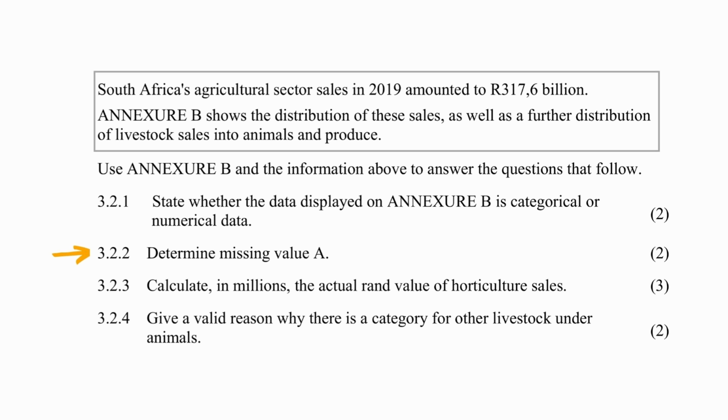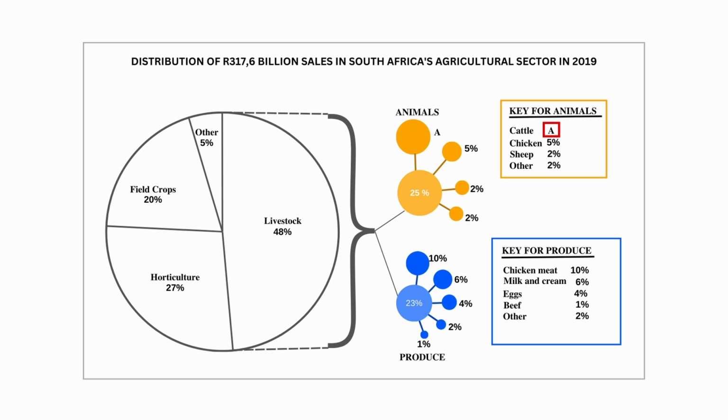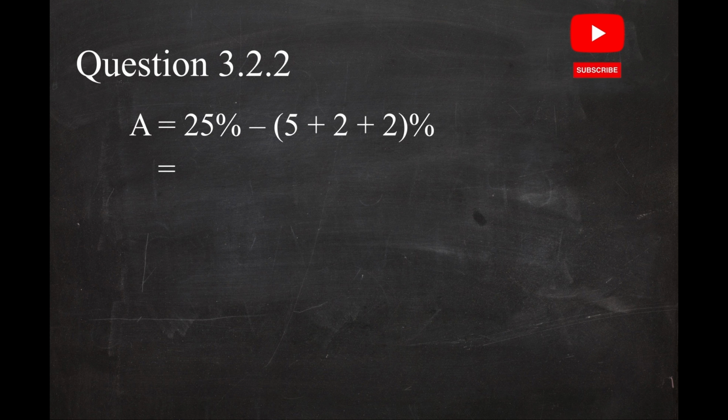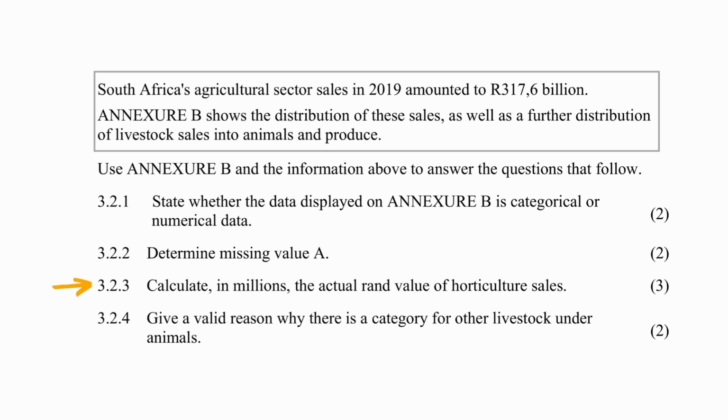In question 3.2, you are instructed to determine the missing value A. A represents the percentage of cattle in the subcategory of animals. So A equals a total of 25% minus the sum of 5% plus 2% plus 2%, and this equals a percentage of 16%. In question 3.3, you have to calculate the actual Rand value of the horticulture sales and you have to give your answer in millions.